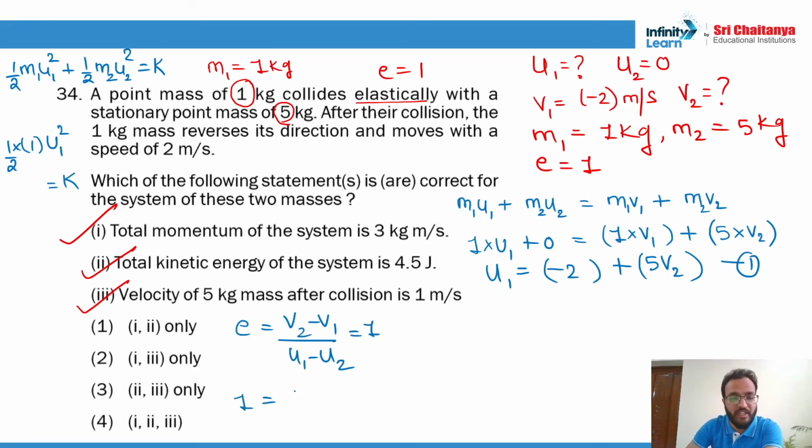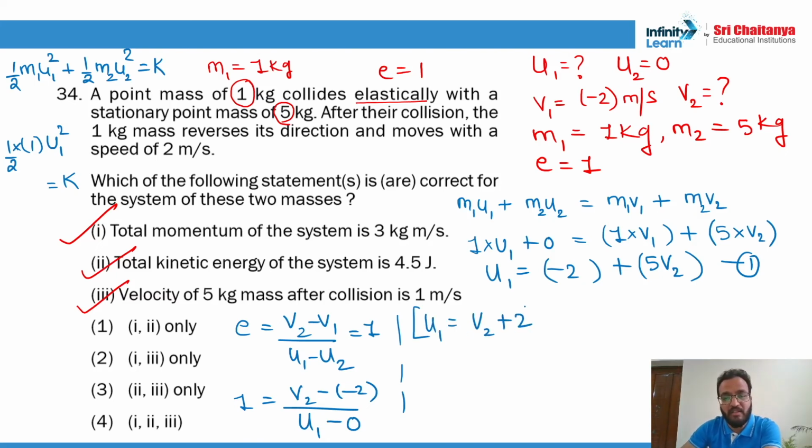v1 is equals to, what is v2? No, do not know. Minus 2 upon u1 minus 0. So you will say u1 is equals to v2 plus 2. This is your second equation.